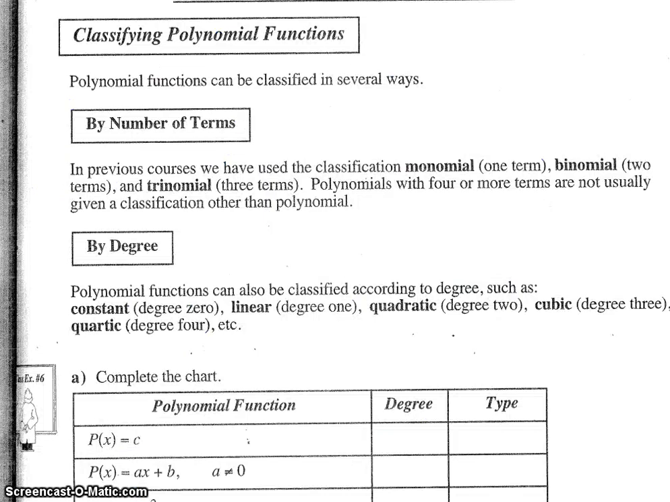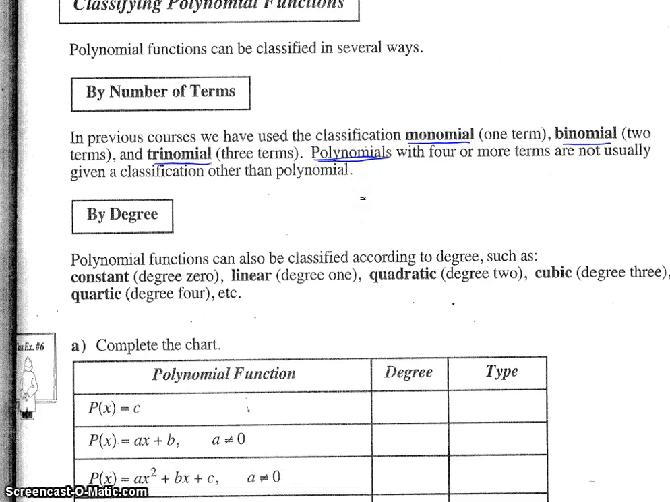Okay, so classifying polynomial functions, basically this is what we call polynomial functions. And many of these you've already heard. We've heard the term monomial, which means a one-term polynomial. Binomial means a two-term polynomial. Trinomial, 3 terms in the polynomial. And if you have 4 or more terms, they don't usually name those, although you could call 4 terms quartic, but typically they just go with the general term polynomial after that.